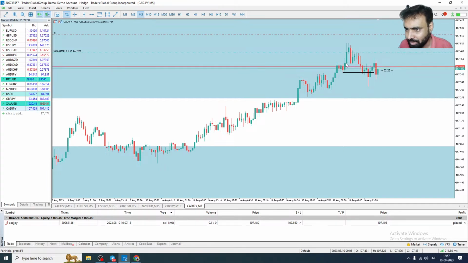We should have placed the entry here. This is the swing point. So I accidentally thought this was a swing point, so I placed the entry here. If you would have put the entry here, at this low or this 50%, then it would have triggered.